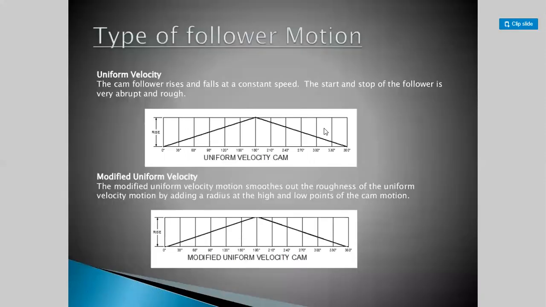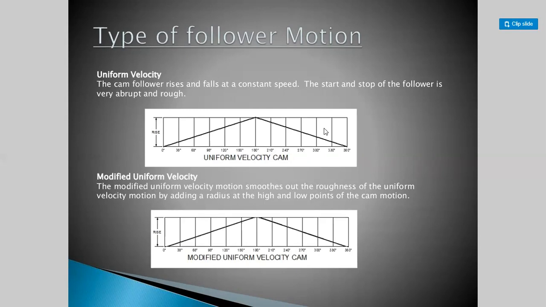Types of follower motion. There are mainly four types of follower motion. One is uniform follower motion, or you can say uniform velocity. The second one is simple harmonic motion. The third one is uniform acceleration, and the fourth one is cycloidal motion.